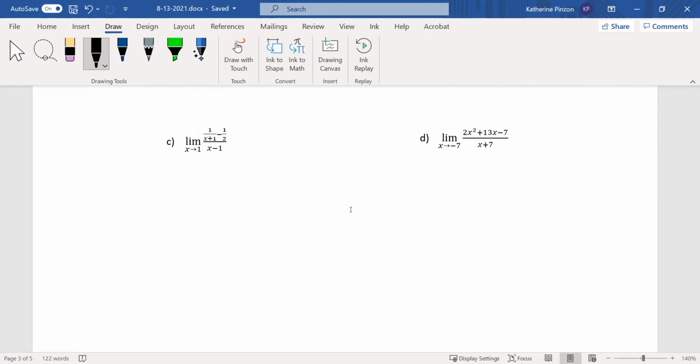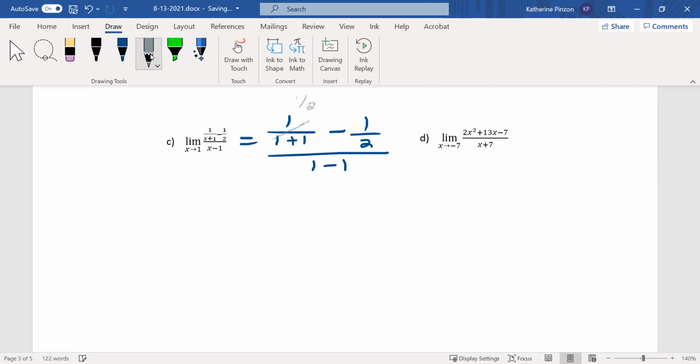What should I try first? Plug it in. Okay, so I'm going to try to plug it in. I'm going to do it over here in blue. 1 over 1 plus 1 minus 1/2, over 1 minus 1. Okay, 1 over 1 plus 1 is 1/2. So this is 1/2. 1/2 minus 1/2 makes 0. Shoot. 1 minus 1 makes 0. Darn, right? This is indeterminate form.